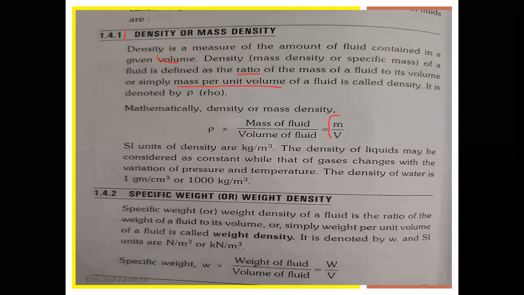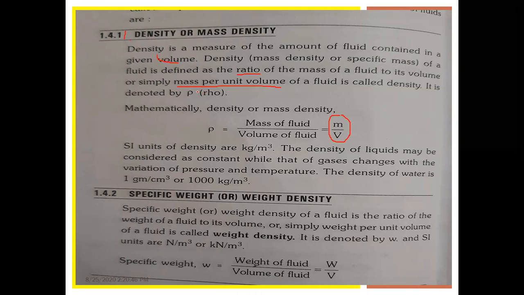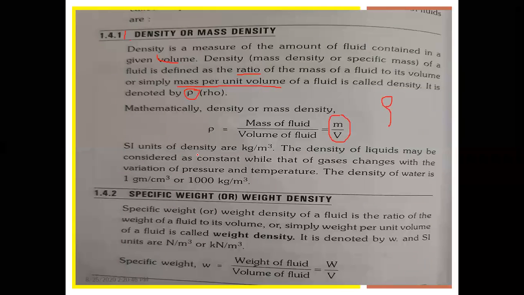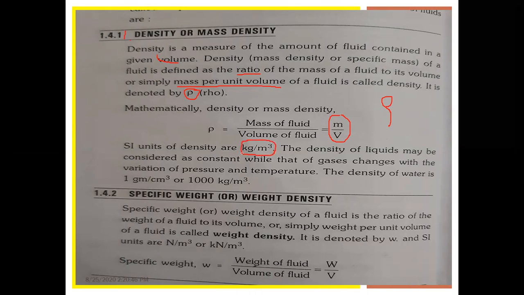Rho is equal to m by v. It is called as density. It is denoted by rho, just like P lagane untundi. It is defined like rho, like this. Rho is equals to mass by volume. Now the SI units of the density are kg per meter cube, kg per meter cube, the SI units.